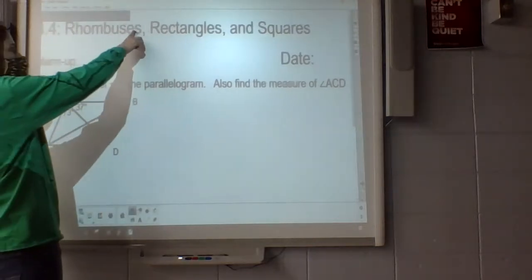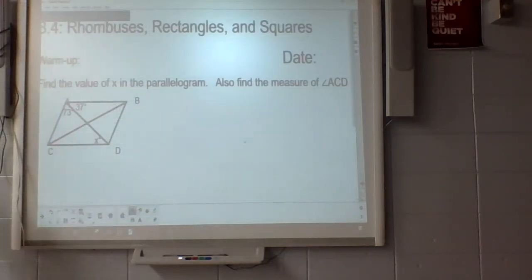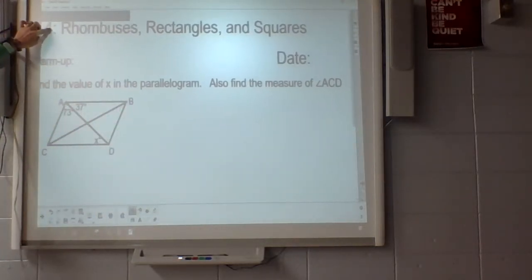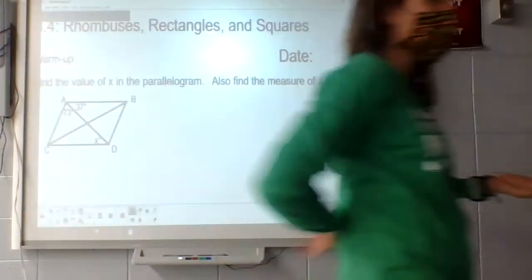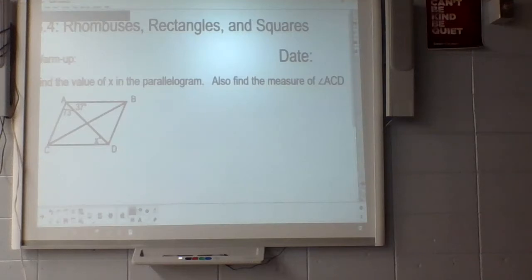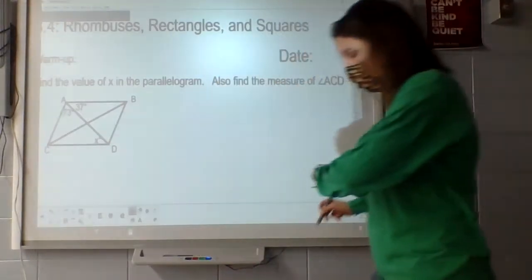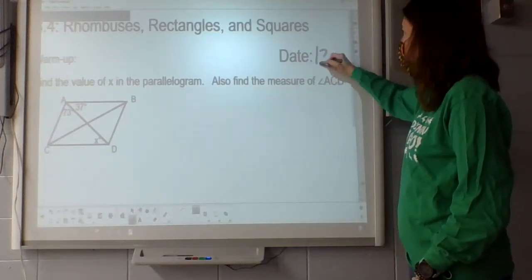So we're talking about rhombuses, rectangles, and squares today, which are hopefully shapes we know already, but we're again probably going into more detail than you ever thought about or talked about before with these shapes.